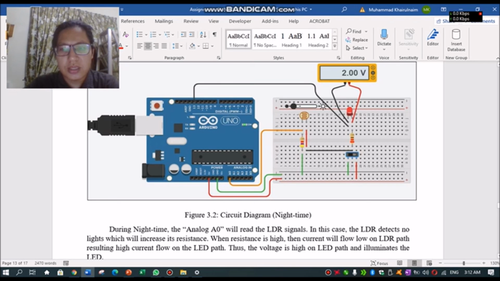But in this case, the LDR detects no light, which will increase its resistance. When resistance is high, the current will flow low on the LDR path, resulting in high current flow on the LED path. Because of the high voltage on the LED path, the LED will illuminate. We can see the voltage reading here on the LED path is 2 volt.